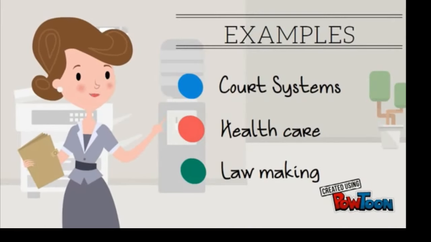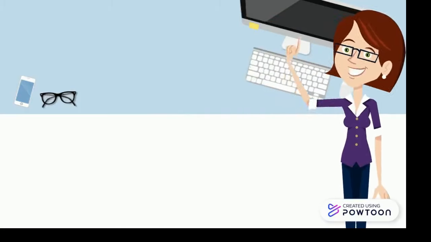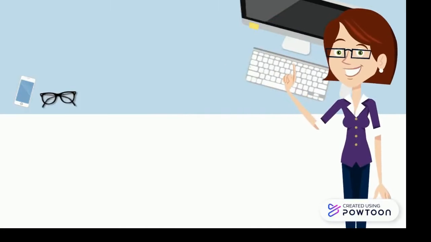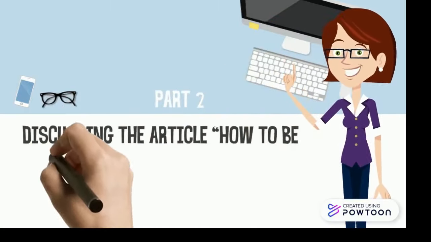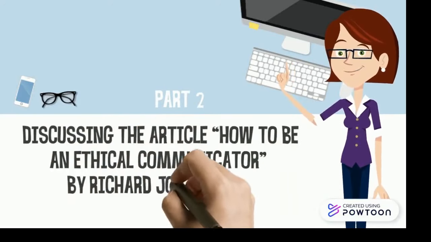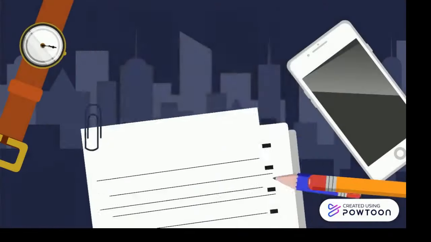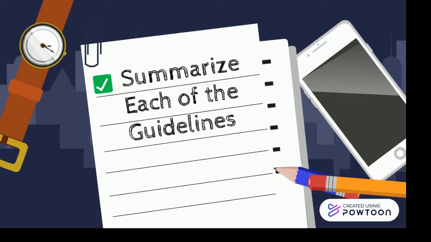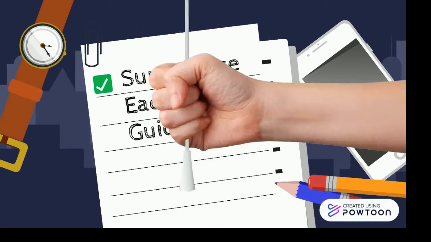Let us proceed to part 2, discussing the article How to Be an Ethical Communicator by Richard Johannesson, 2017. First, let's summarize each of the guidelines.